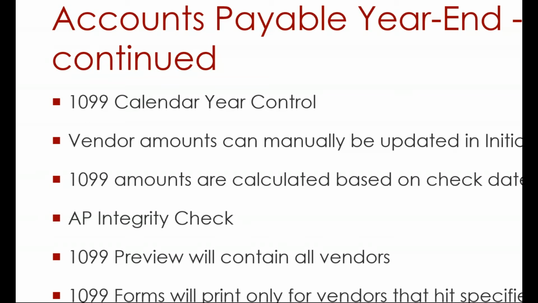So it does look at the amounts paid. If they hit the limit, then they will get a 1099 form. If they're under the limit, no form will print for them. All 1099 vendors are going to show up on the preview report, though.